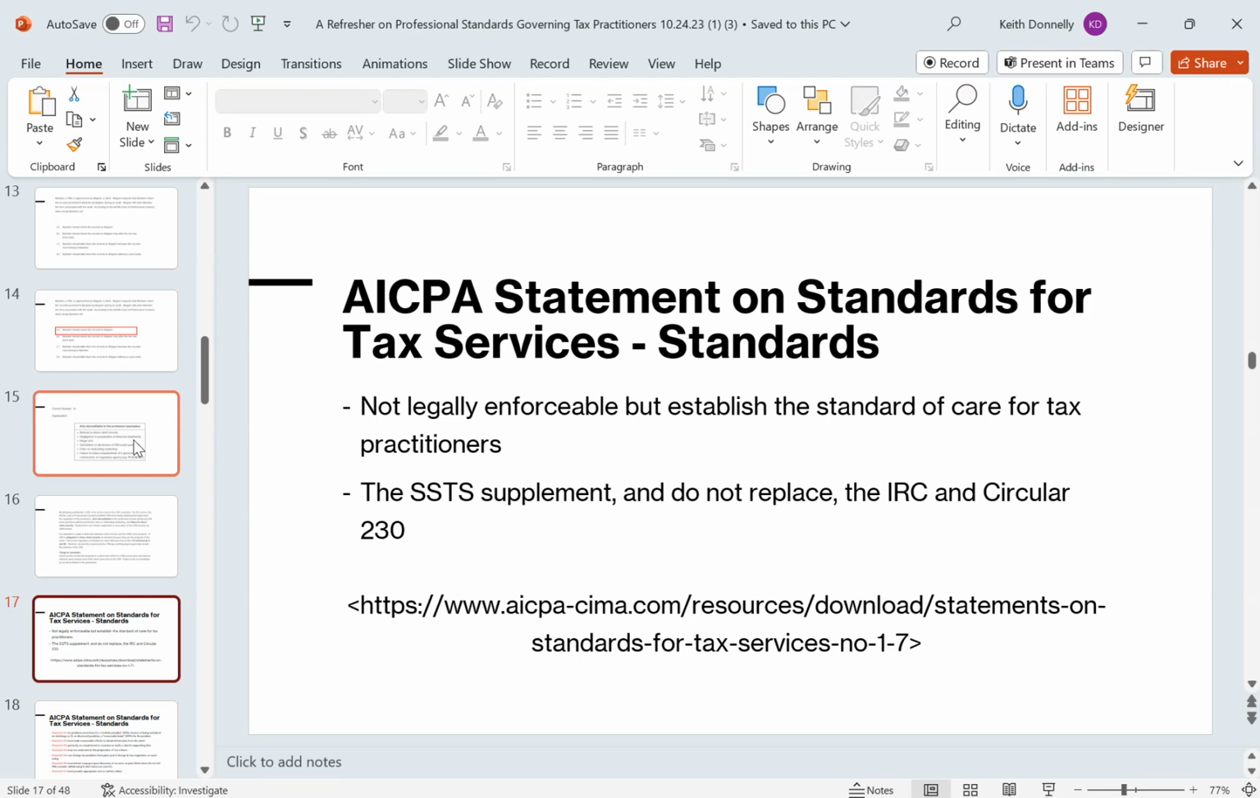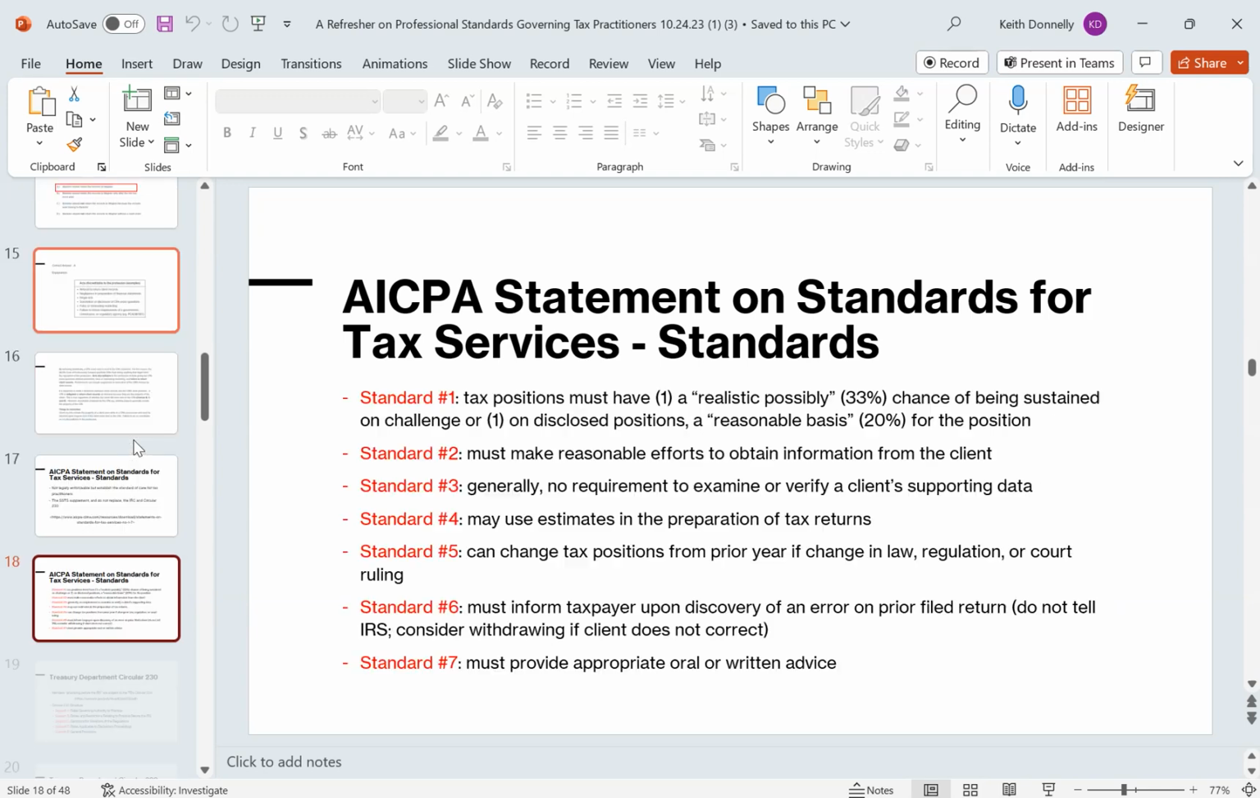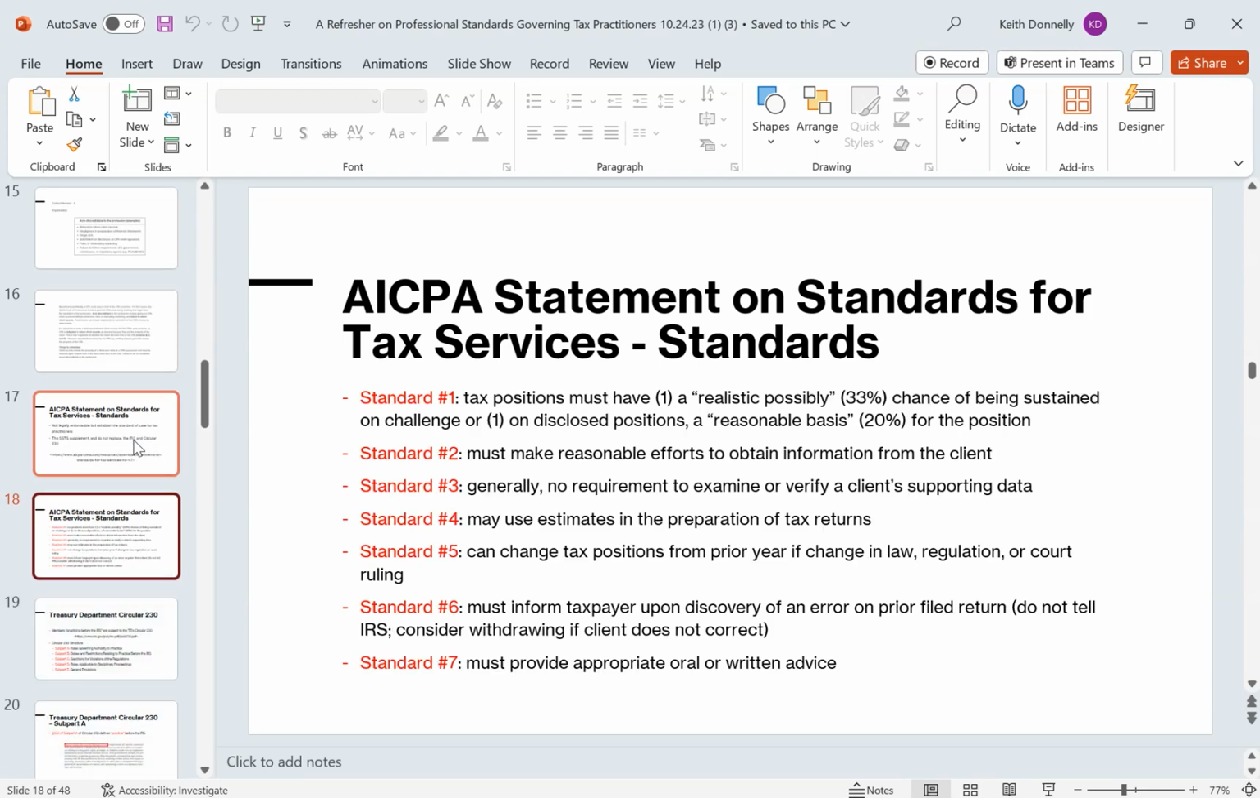Now, specifically with the statement on standards for tax services, they don't replace, but instead supplement the Internal Revenue Code and Circular 230, which we'll look at. But what are they? Well, it says the statement on standards, right? So there's 7 standards. First one here: tax positions must have a realistic possibility, namely a 33% chance of being sustained on challenge. That would be on an undisclosed position. Or 2, on a disclosed position, a reasonable basis, 20%.